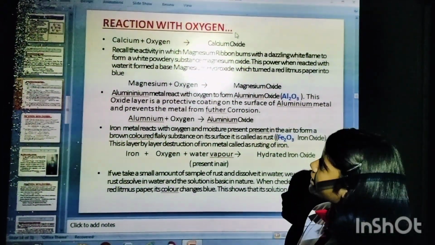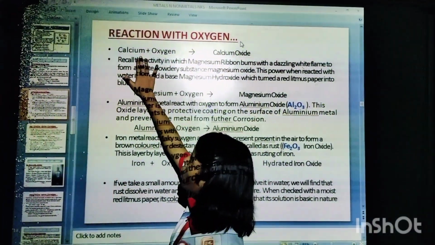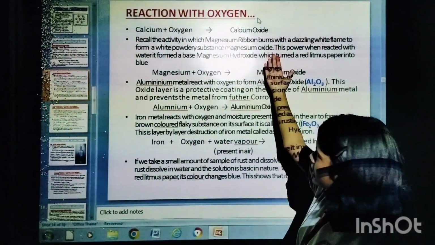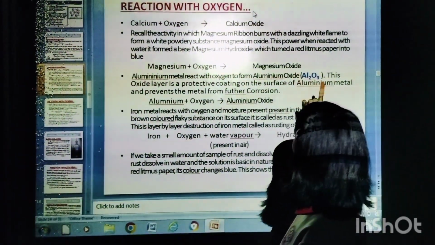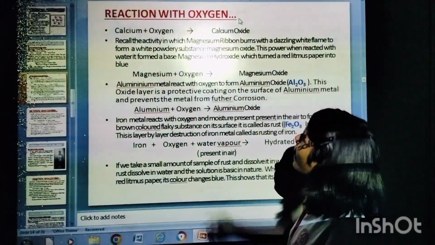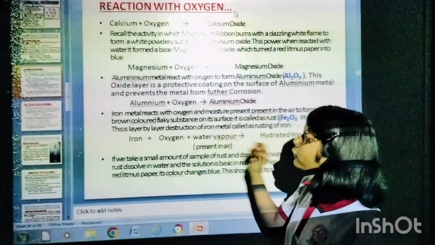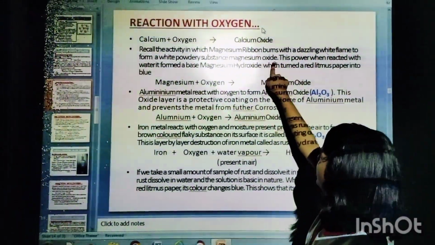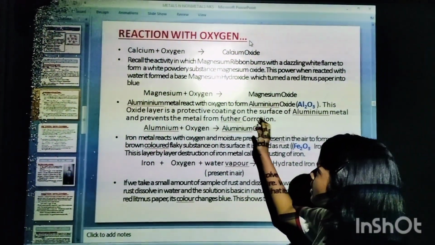The next reaction with oxygen is of calcium. Calcium combines with oxygen and forms calcium oxide. Recall the activity in which magnesium ribbon burns with a dazzling white flame to form a white powder. Here the magnesium ribbon burns with a dazzling white flame and forms a white powder called magnesium oxide. This powder, when reacted with water, forms a base, magnesium hydroxide.